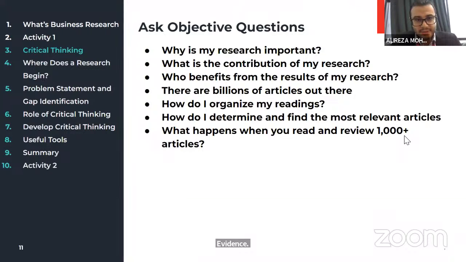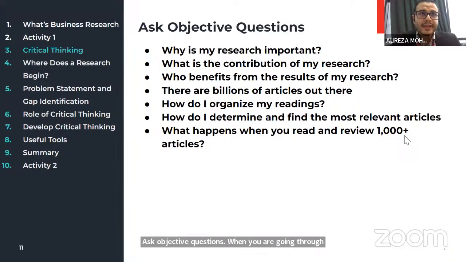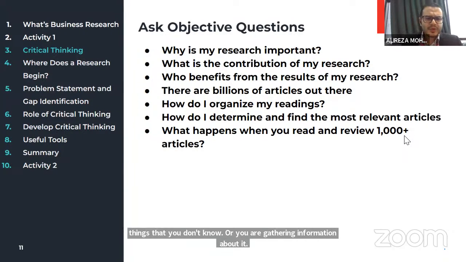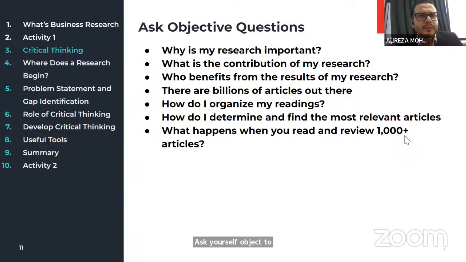Ask objective questions. When you are going through things that you don't know, or you are gathering information about it, always ask this question first. Why? For example, about this activity, why is he asking this question? In what context is it? How is it related to me? How is it related to the class? Why is my research important? What is the contribution of my research? Who benefits from the results of my research? All of these questions, you as the researcher should have a valid and concrete answer to them.